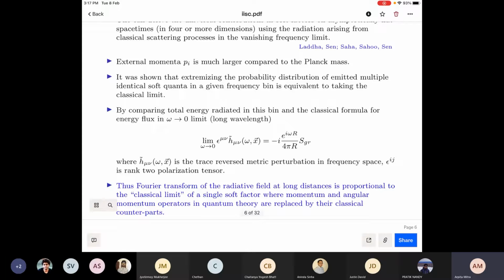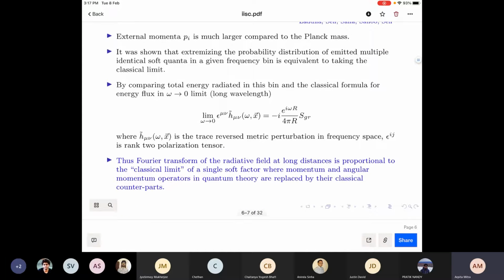And when we are maximizing the probability, we find that the number of emitted identical soft quanta has to be very high. Then they calculated the energy radiated in that bin, which is like the frequency times the amplitude.